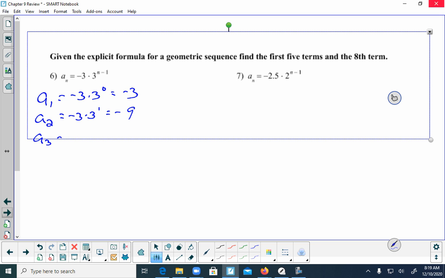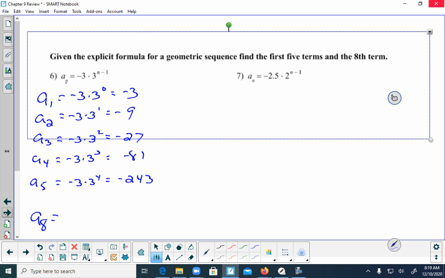The third term will be negative 3 times 3 squared, which will be negative 27. Fourth term will be negative 3 times 3 to the third, because the exponent is always one less than the number term you're on, and that's going to be negative 81. And the last one, the fifth term, will be negative 3 times 3 to the fourth, which will be negative 243.